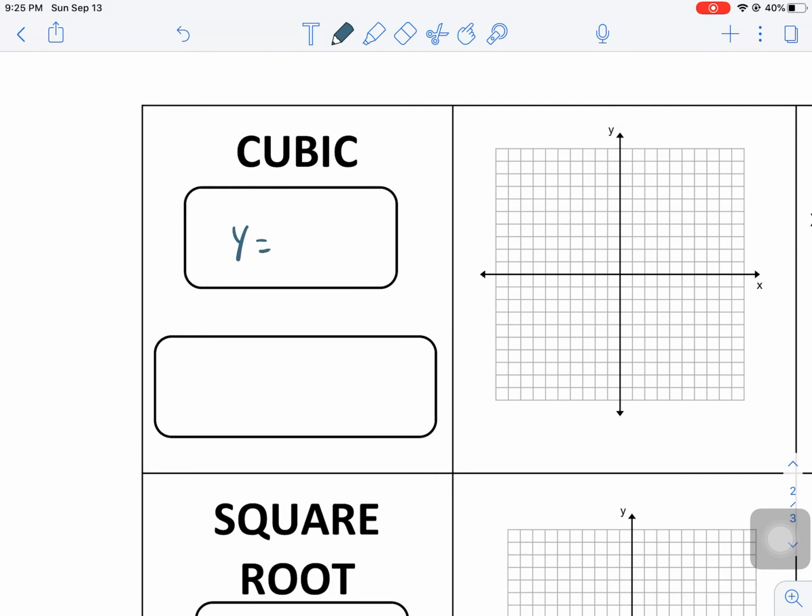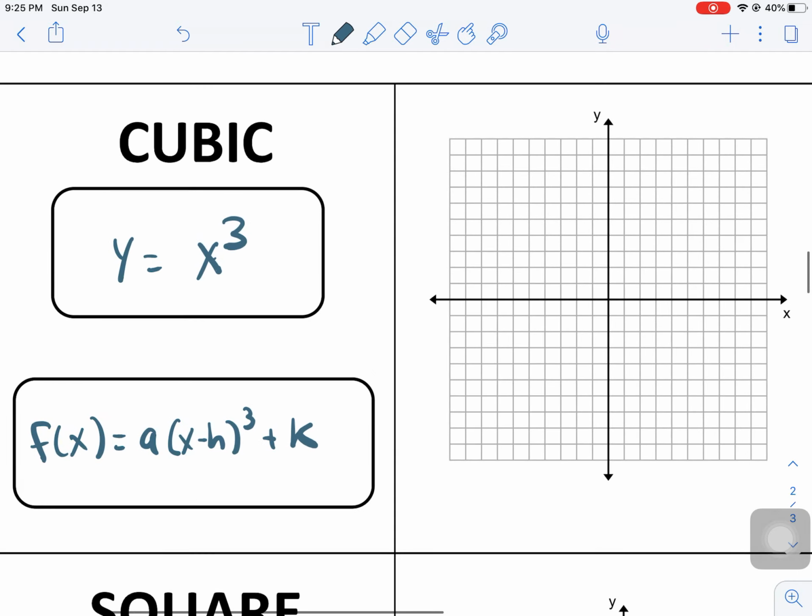All right, cubic function. Cubic function is y equals x cubed. Transformation form of the cubic function is f of x equals a(x minus h) cubed plus k. So hopefully you're starting to pick up on the pattern for the transformation form. It doesn't really change much after that, okay? All right, let's build our xy table for the cubic function. So we have x's, we have y's. Just build the table right on this line.